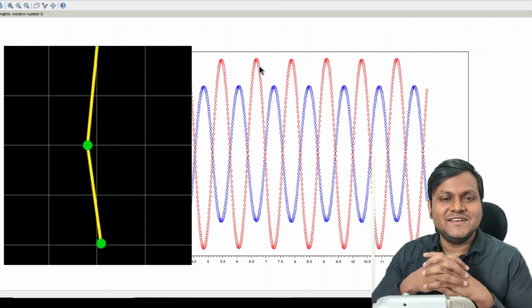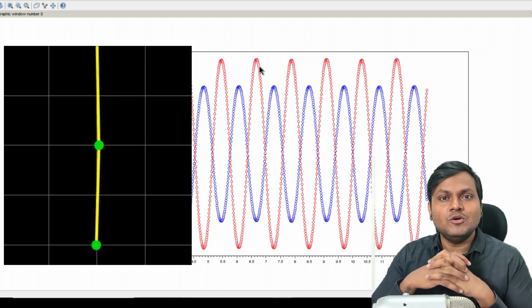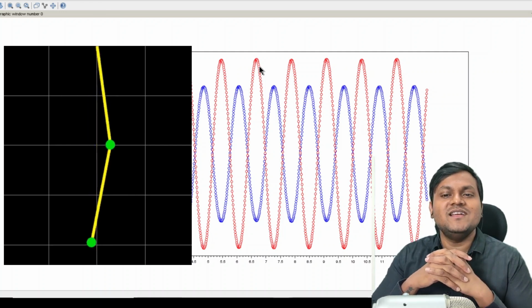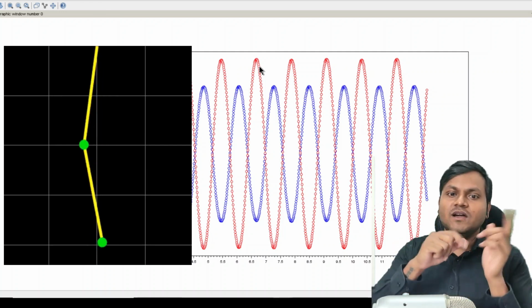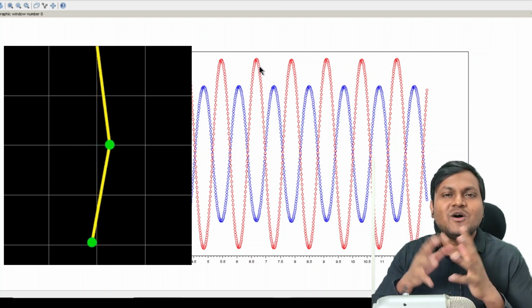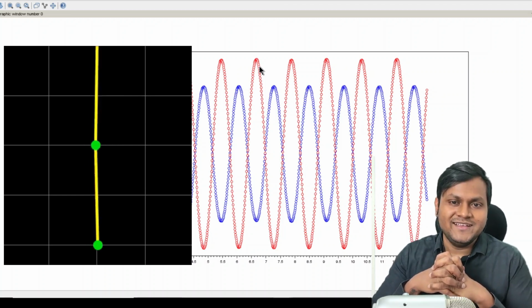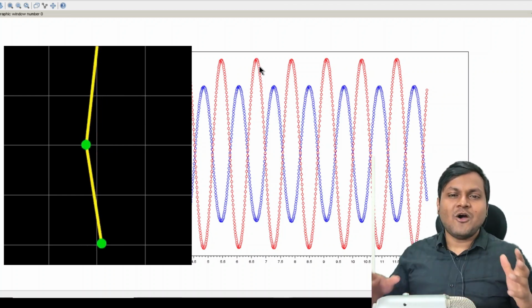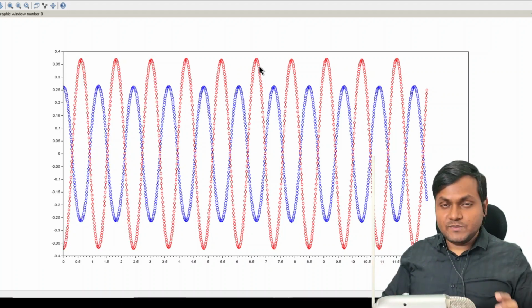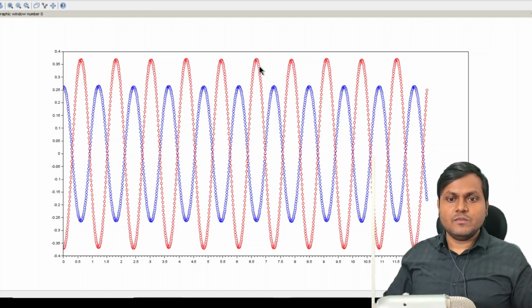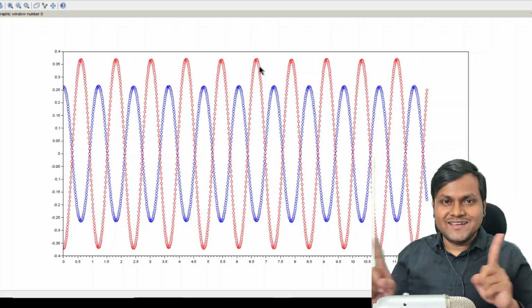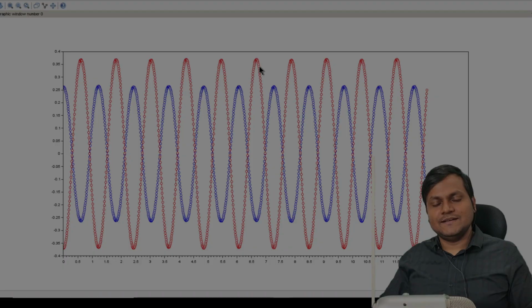So as you can see here, both the particles are executing SHM with 180 degree out of phase, and the frequencies are different from the earlier frequency. So this is what's known as the second normal mode. So in the second normal mode, the system is executing SHM. That means all the particles are executing SHM, but with 180 degree out of phase.